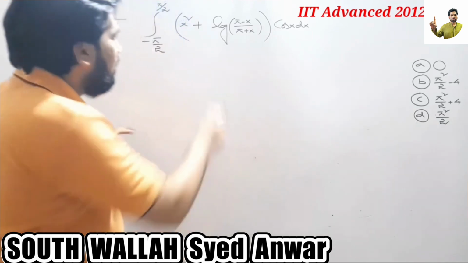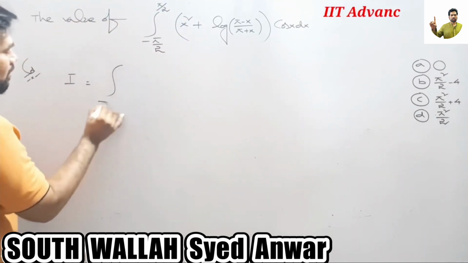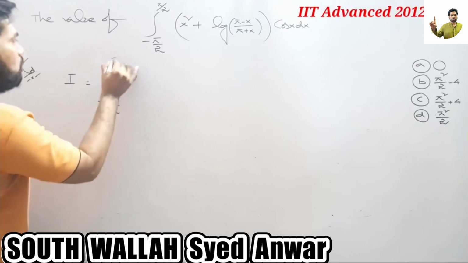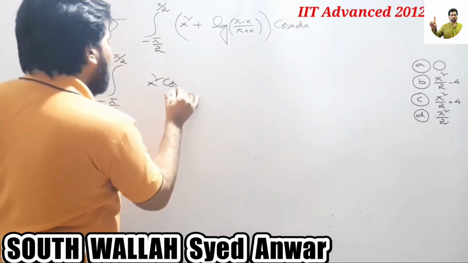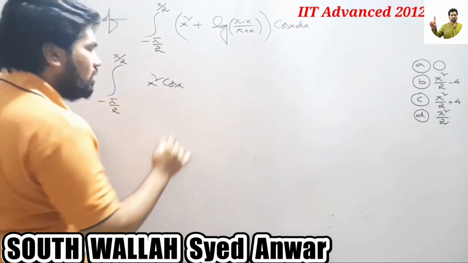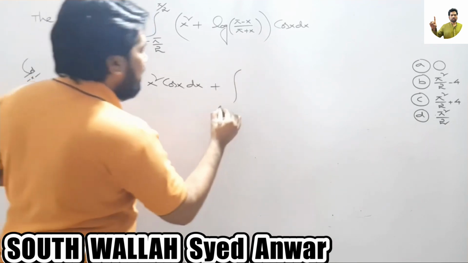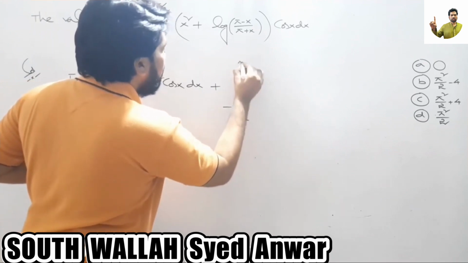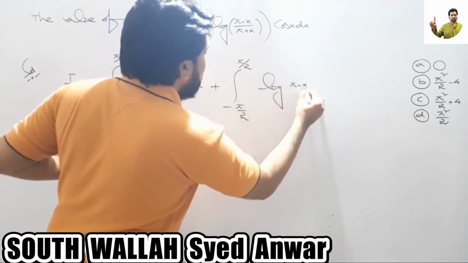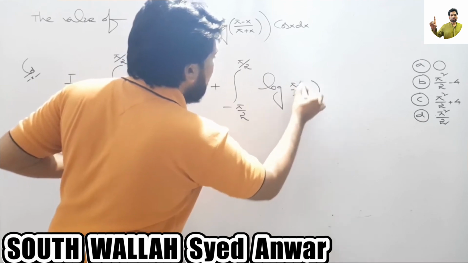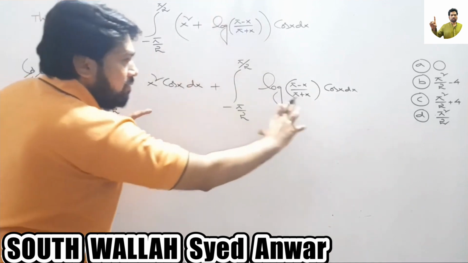So first, let this be denoted by capital I. So capital I is equal to integral from minus pi by 2 to pi by 2 of x square, so directly I am going to multiply with the outside part. What is the outside part here? Cos x. I am going to apply the symbol dx also, plus integral from minus pi by 2 to pi by 2 of this term log of (pi minus x) by (pi plus x) multiplied by cos x into dx. The given information I have written like that.